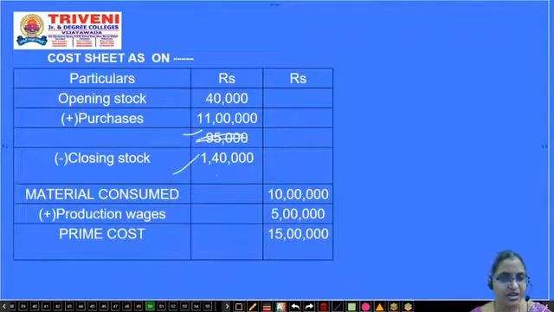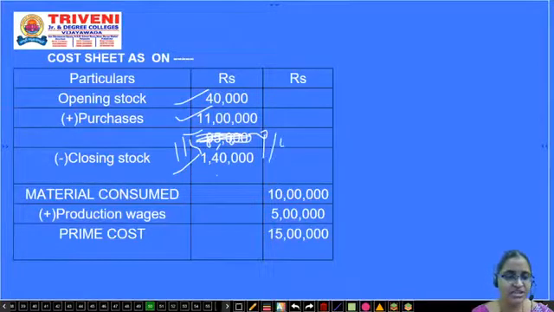Now you consider the point: opening stock 40,000 plus purchases 11 lakh, you get 11 lakh 40,000. Next, less closing stock 1,40,000. So you get 10 lakhs.